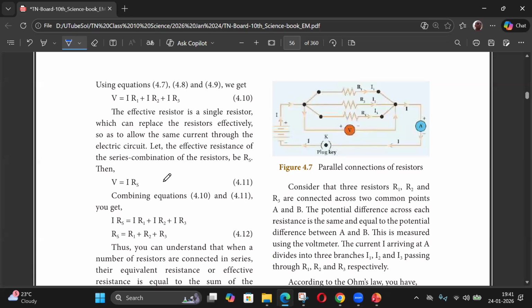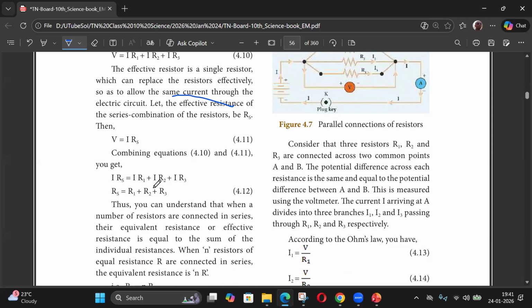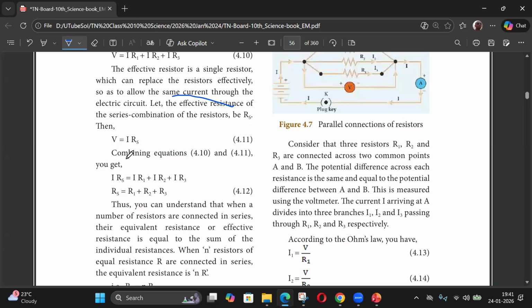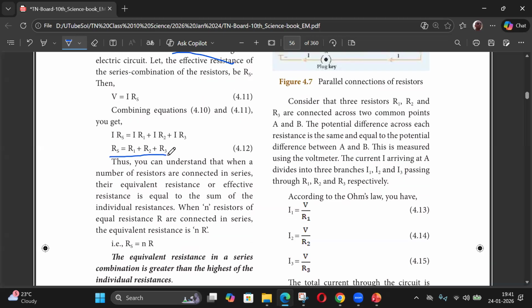And the same V and I should be there, because only then it is equivalent, and replacing it should effectively allow the same current for the same voltage. So this V and this V should be the same, and this I and I should be the same. So once they are the same, compare these two and write this one. Or I can put V here as I into RS and then cancel I, and I'll get this result.